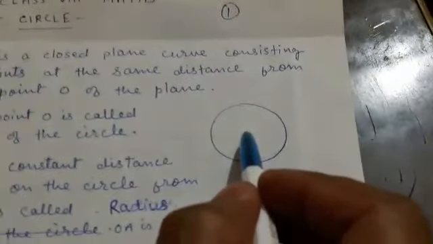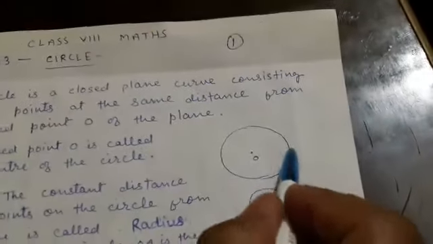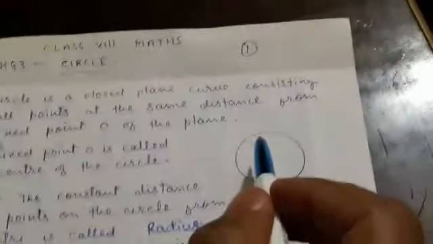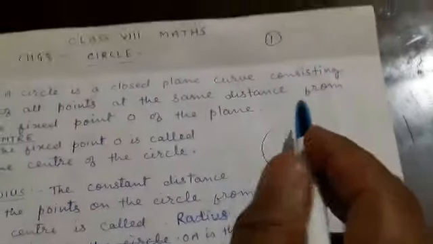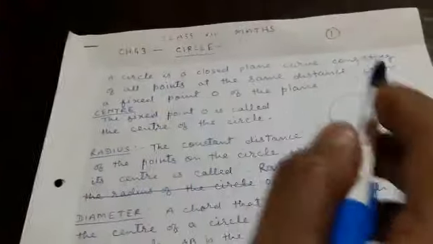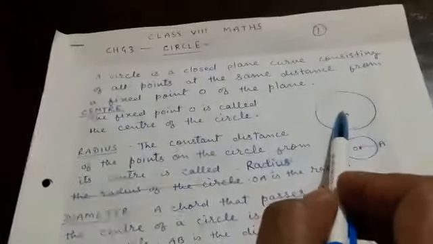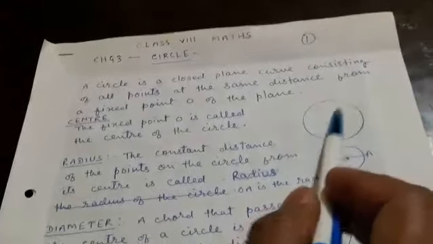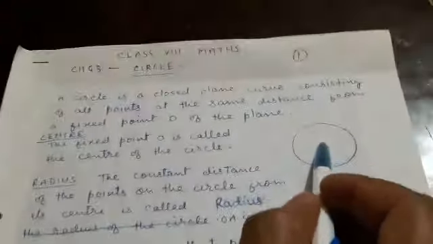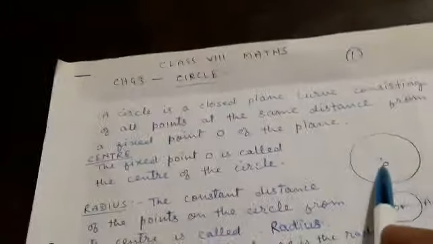In a circle you will notice that from the center all the points of a circle are fixed. This is called a circle. It is a closed curve figure. Now what is a center? The center is the fixed point of a circle. In this figure you will see that this point is fixed. This is called O. So O is a fixed point, so O will be the center of the circle.